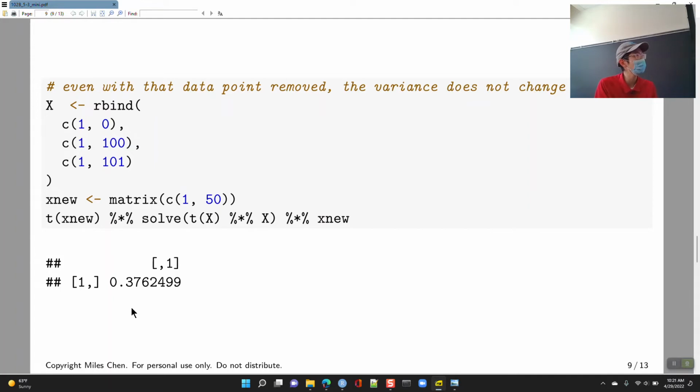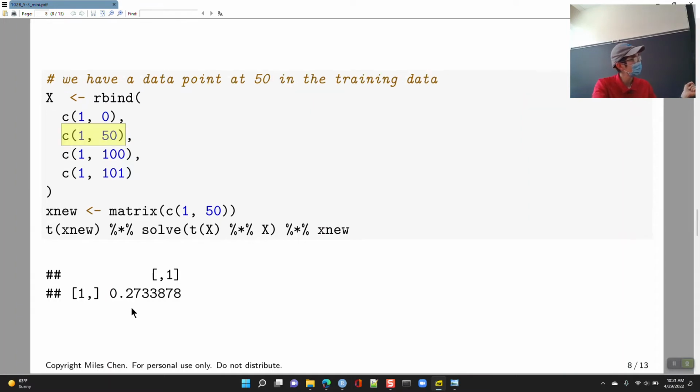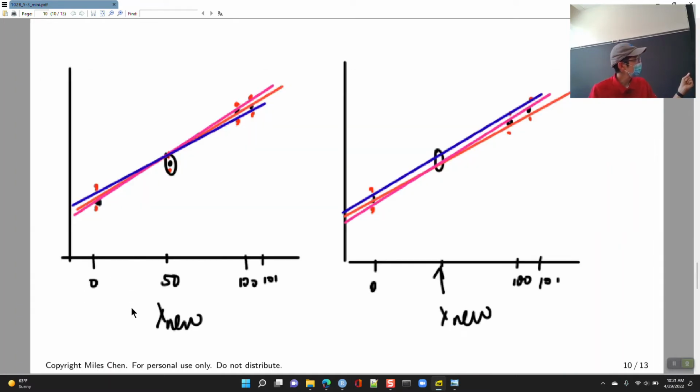We're fitting a line on less data. We're fitting a line only on 3 data points, so maybe we're not as confident in our estimate of the slope. So there's just a little bit more variation, but the change isn't drastic.